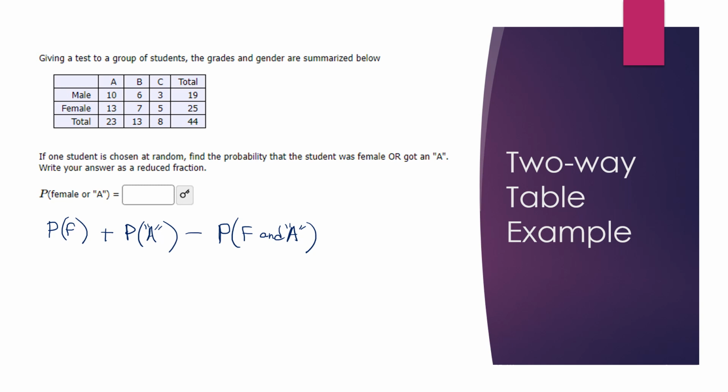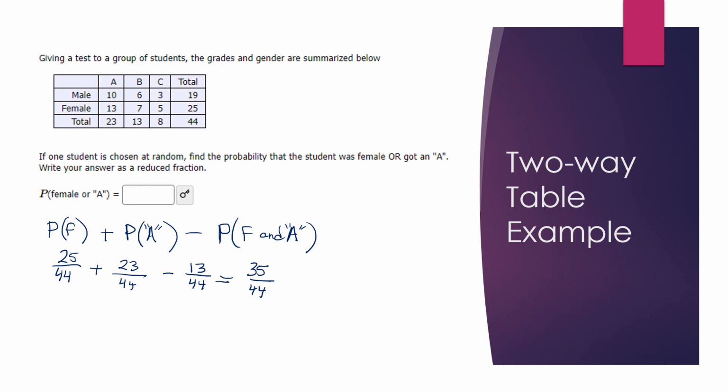So females, we're going to read across, there are 25 out of 44. People who got an A, there's 23 out of 44. And if you notice here, if I add those 2 numbers, that's going to be greater than 44, which emphasizes the fact of getting that overlap, which is 13 females who got an A. So if I add this together, I would have 35 out of 44 would satisfy that condition of a female or an A.